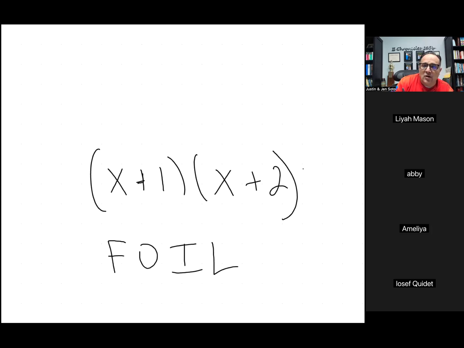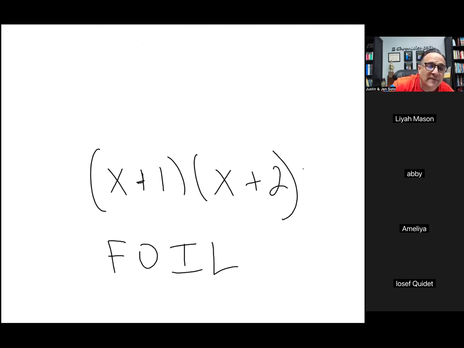Okay. One person? Okay. The first method is called the FOIL method. Let me erase the FOIL letters here, but let me give you what they mean first, and then we'll erase them because I need room here. F stands for first. O stands for outer. I stands for inner. L stands for last. First, outer, inner, last. It's called the FOIL method.